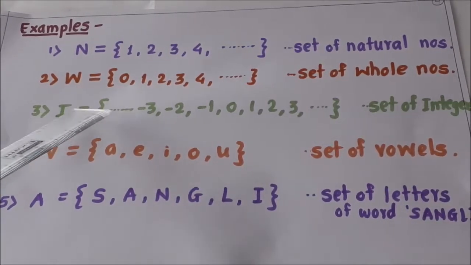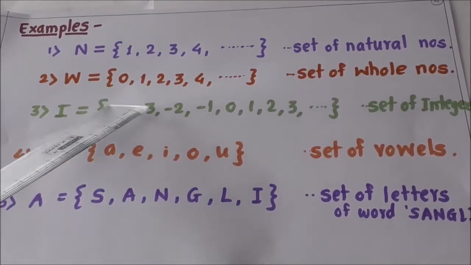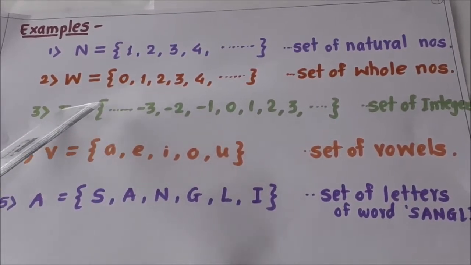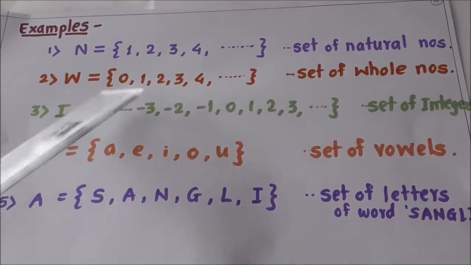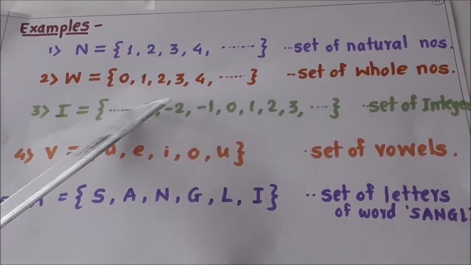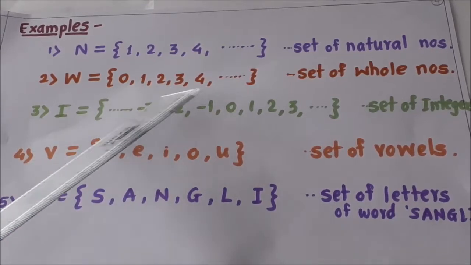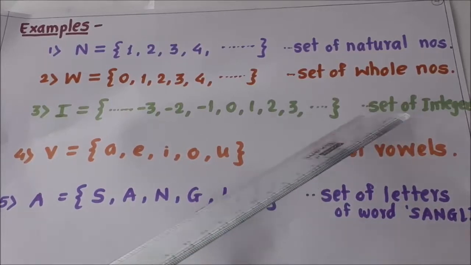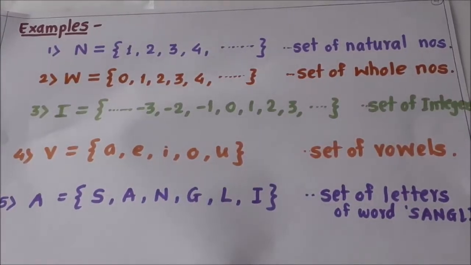Hence integer number I is equals to, in curly bracket. Now here, this side also, that is the left side, there are also innumerable numbers, and right side also innumerable numbers. So I shown it by dotted. So -3, -2, -1, 0, 1, 2, 3 and so on. These are the set of integers.